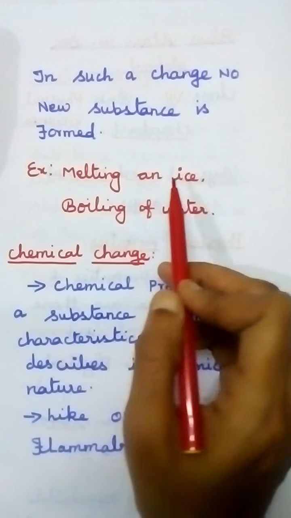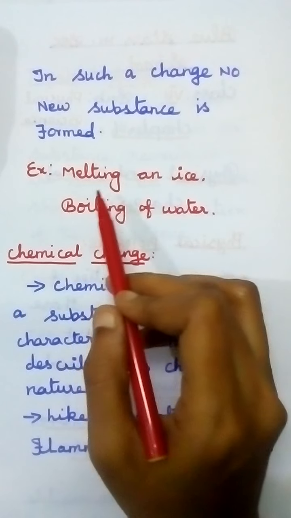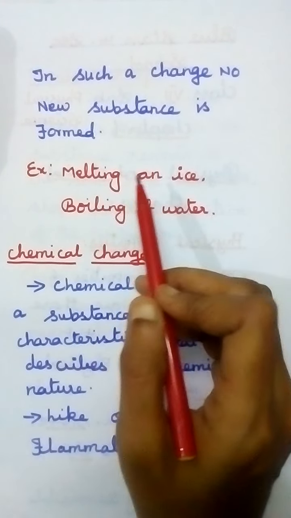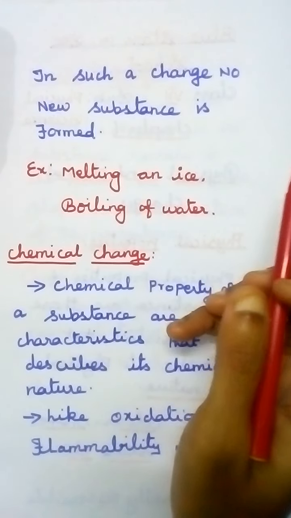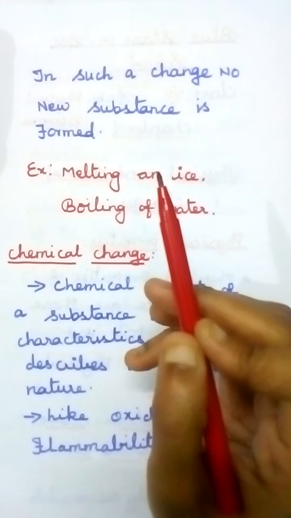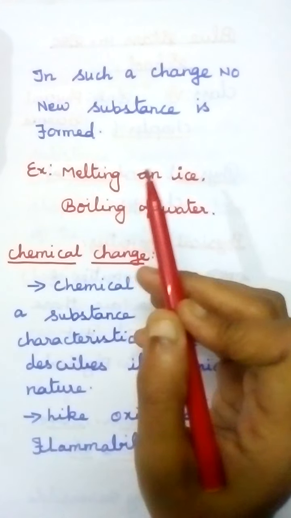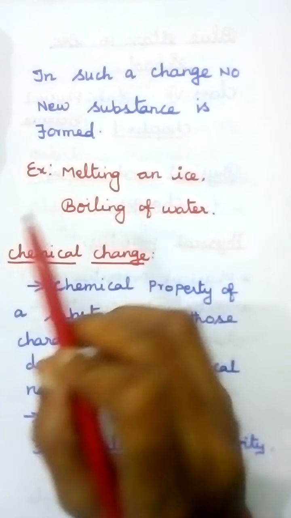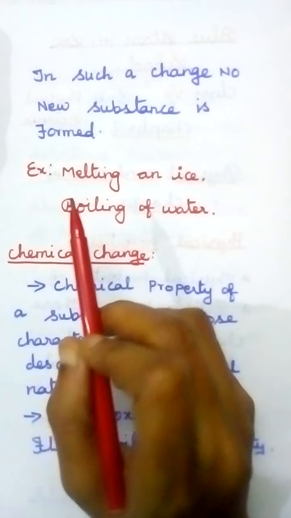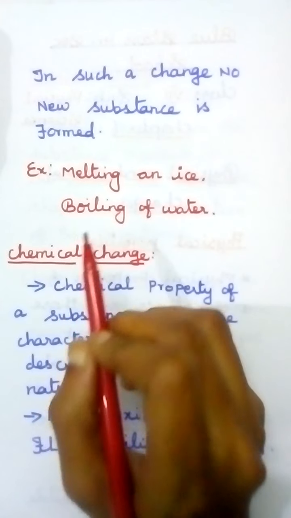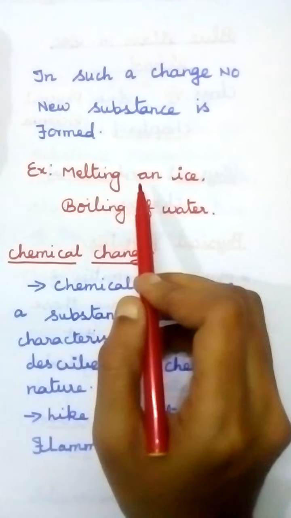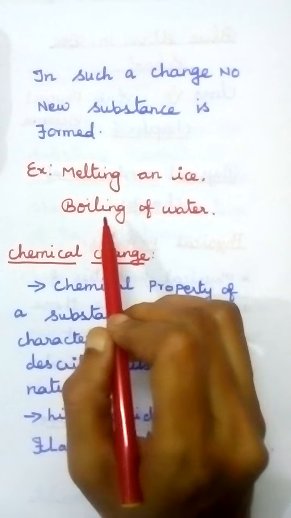Example, melting of ice. Ice cubes melt, and the solid state is converted into the liquid state. Then once again, the liquid state is cooled and the liquid is converted into the solid state. Already I told you about freezing and melting. So the first example is melting of ice. Second example, boiling of water.